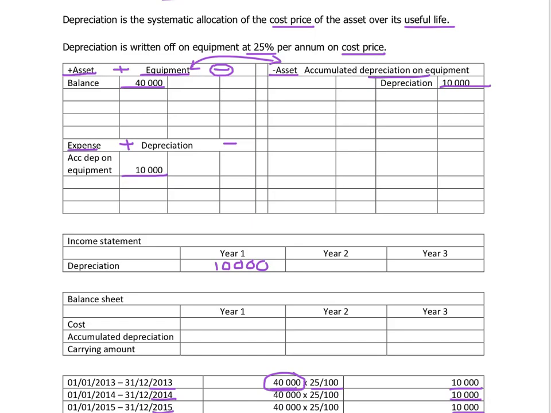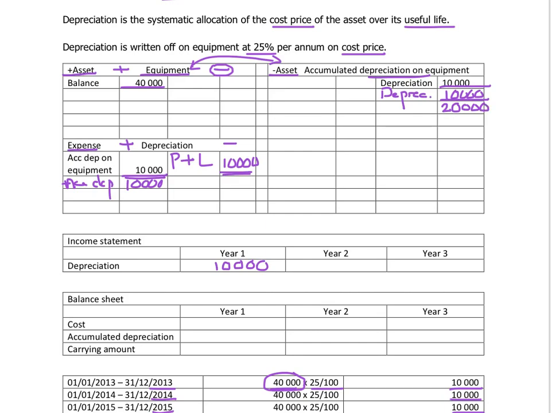So that means that this depreciation account will be written off to the profit and loss account, and we will show it as an expense in our income statement. In year 2, we will write off depreciation again, and we will increase the accumulated depreciation account with 10,000 rand. And we will debit the depreciation account with 10,000. So it means that we create an expense in year 2 again for 10,000. We increase the accumulated depreciation. So at the end of the second year, the total accumulated depreciation will now be 20,000 rand.